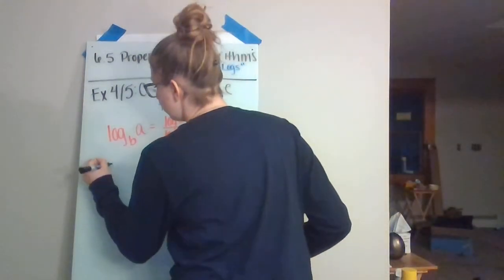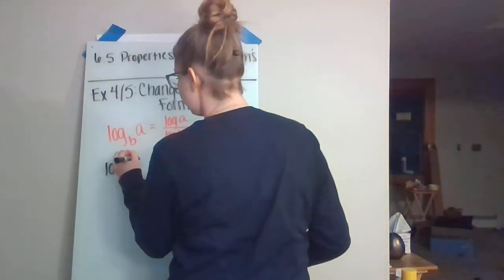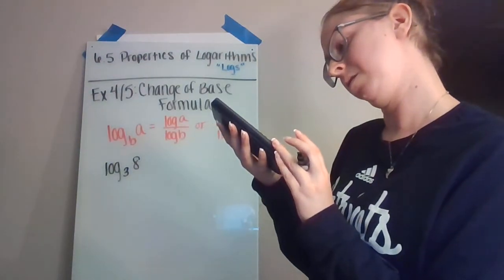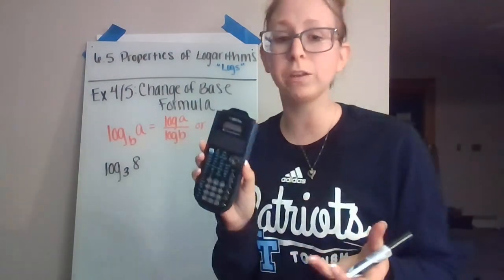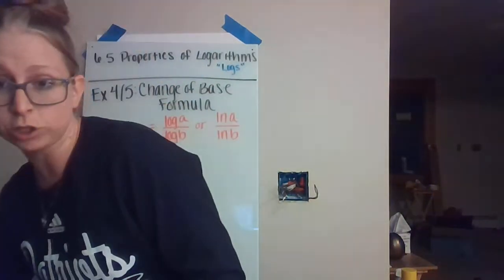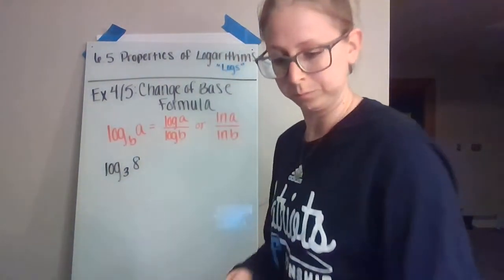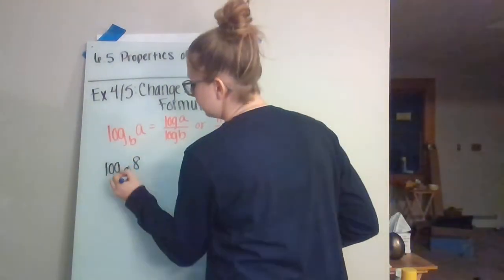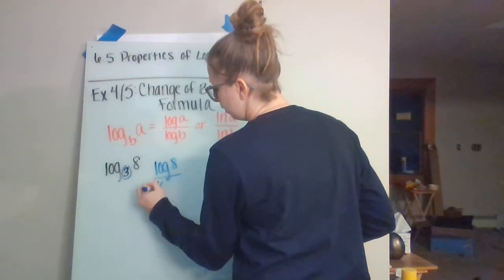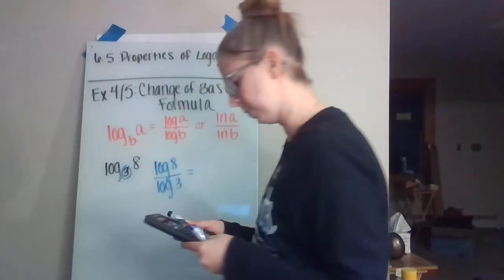So say I gave you log base 3 of 8. Now, I don't even think my calculator has it. It might. Let's say it doesn't. See, so a regular calculator doesn't have the option for you to put the subscript in. So we have to change it so we can easily put it into the calculator. So this is my base. It has to go on the bottom. So I have log 8 over log 3. And I can just plug that into the calculator now.